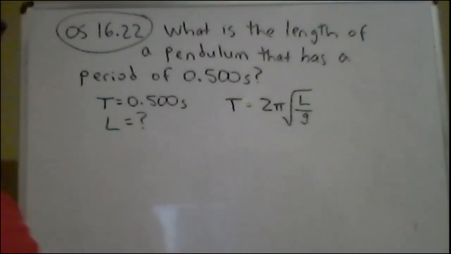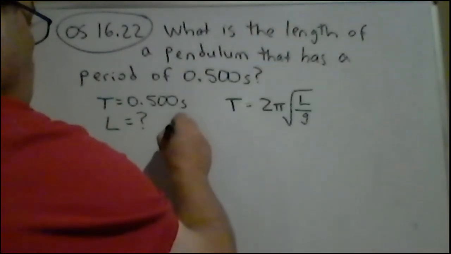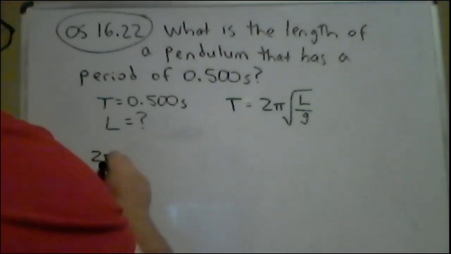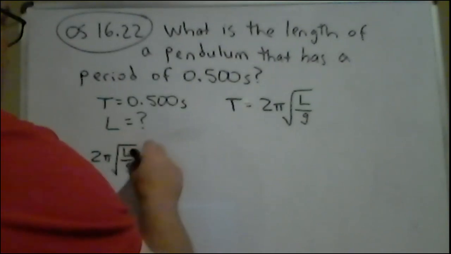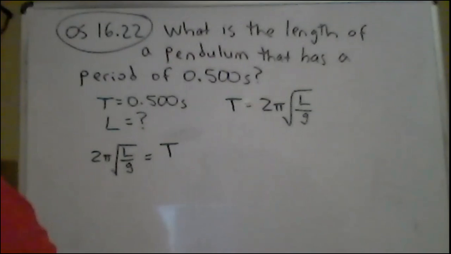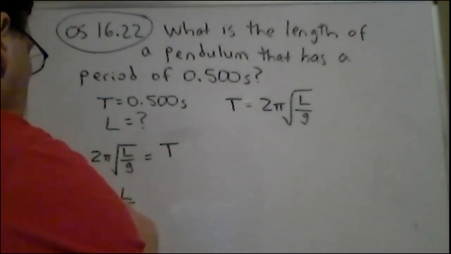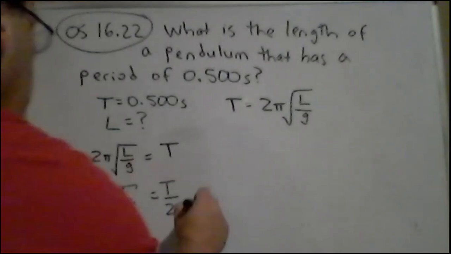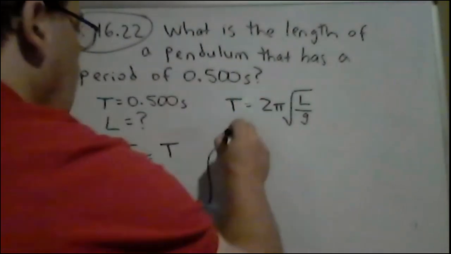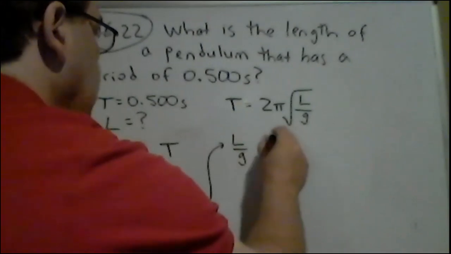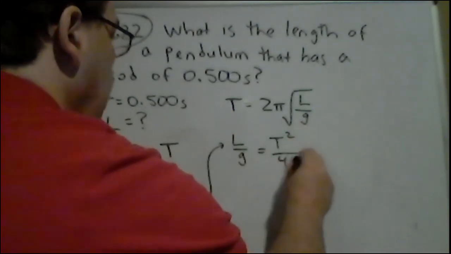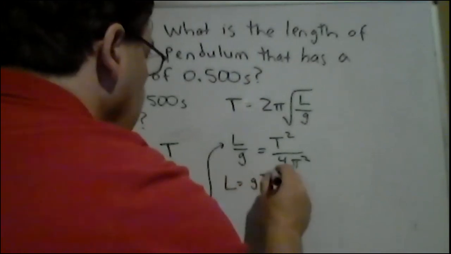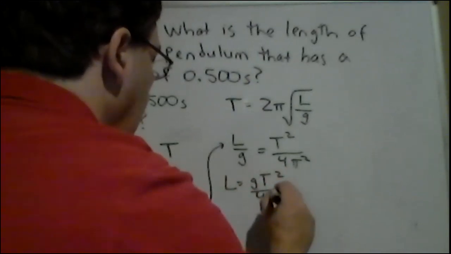So what I can do is I'll just flip the equation. So I have 2 pi square root L over G is T. Again, I've done this before. Square root of L over G is T over 2 pi. And continue. Square both sides. I have L over G is T squared over 4 pi squared. Let's multiply both sides by G. I get that L is G T squared over 4 pi squared.